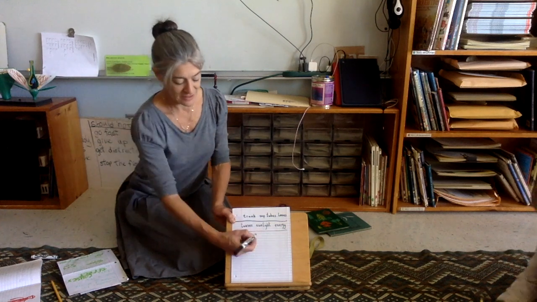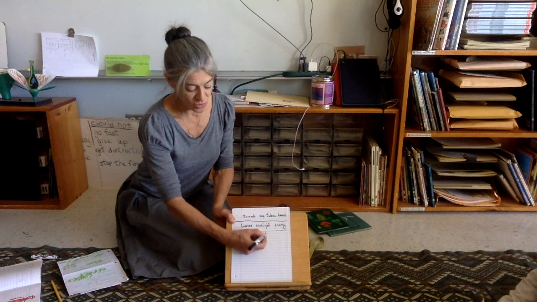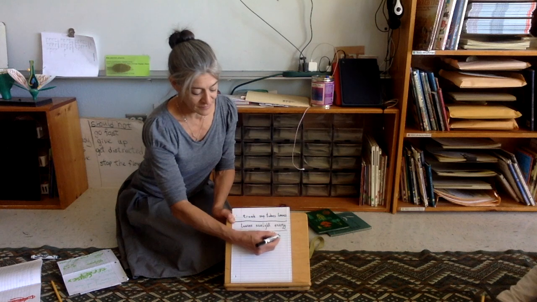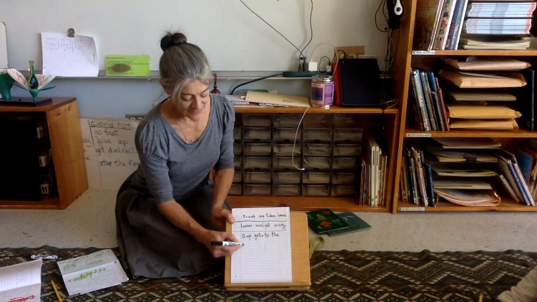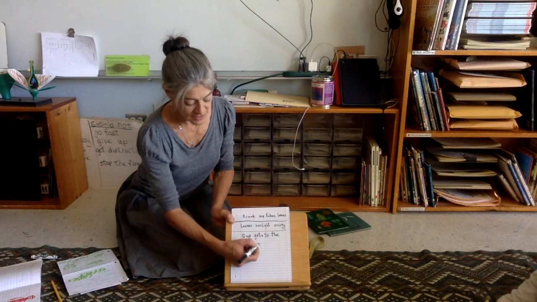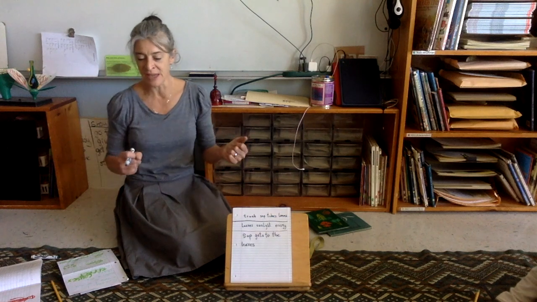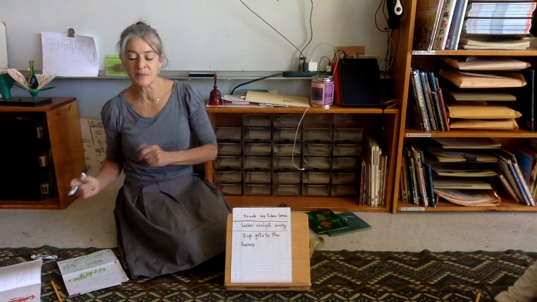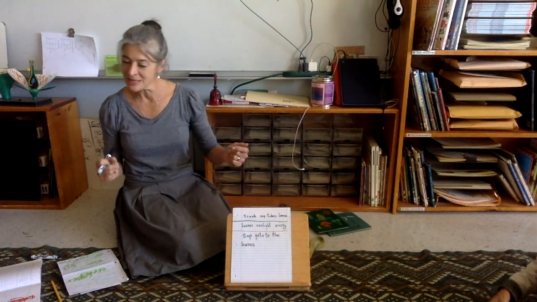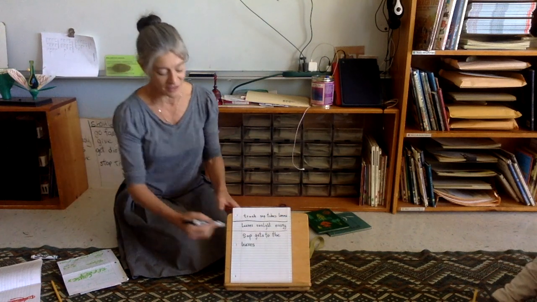Sap gets to the leaves. Here's our big word. The way I remember this word is I go B-E-C-A-U-S-E, B-E-C-A-U-S-E, B-E-C-A-U-S-E, and that's how you can remember how to spell it, because it's a big word, huh?